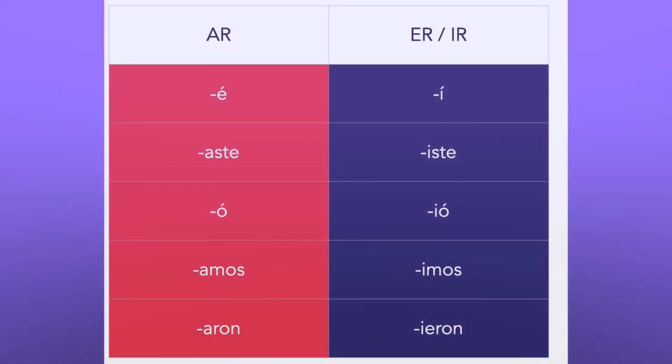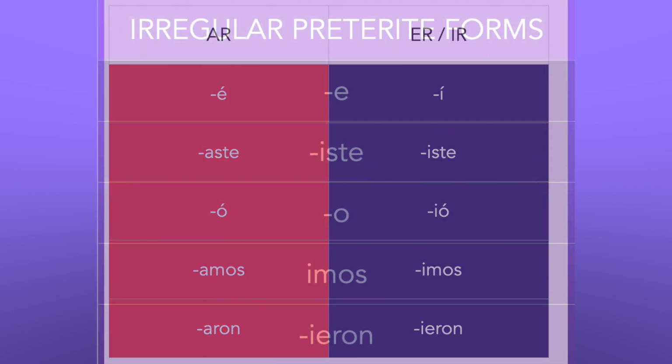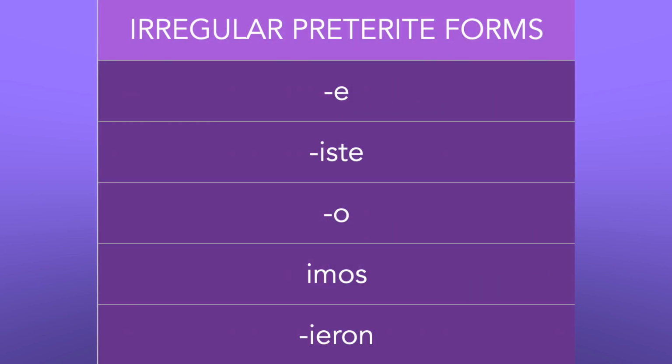It is important to note that irregular preterite verbs will not have a stress on their final syllable. So in el pretérito normal, remember we would have a stress on the end. But when we talk about irregular preterite, we're not going to see any more acentos, and that is something that will differentiate the irregular preterite from the regular preterite.